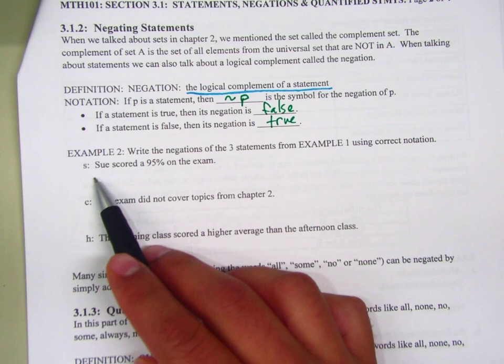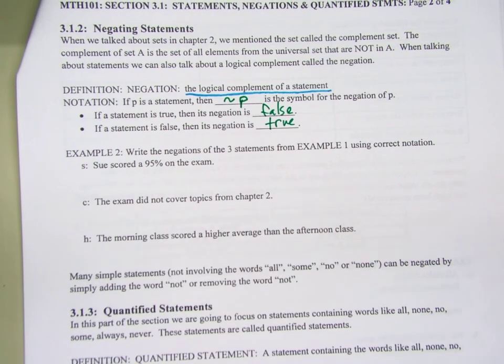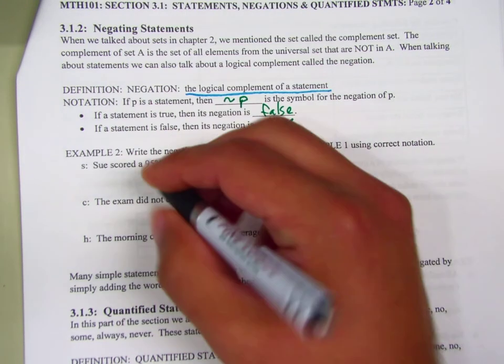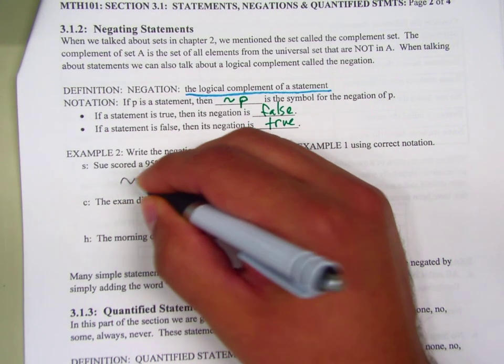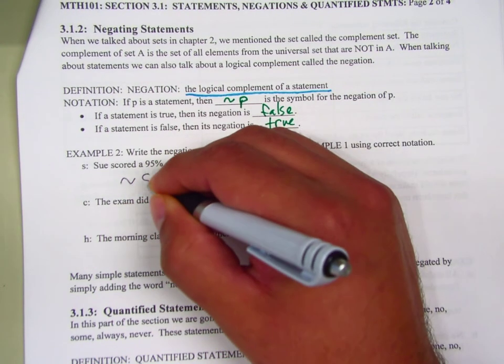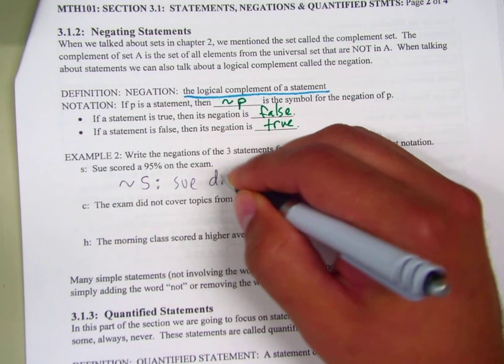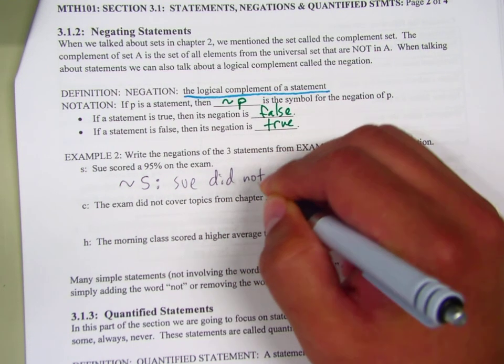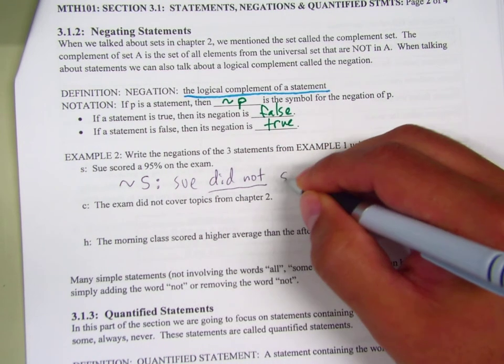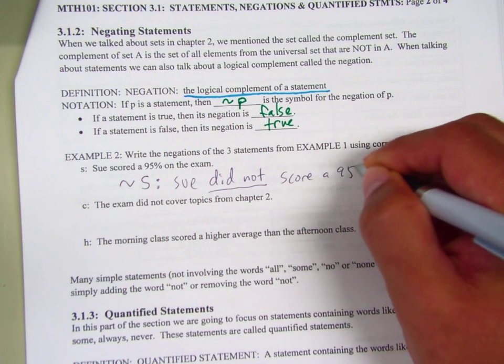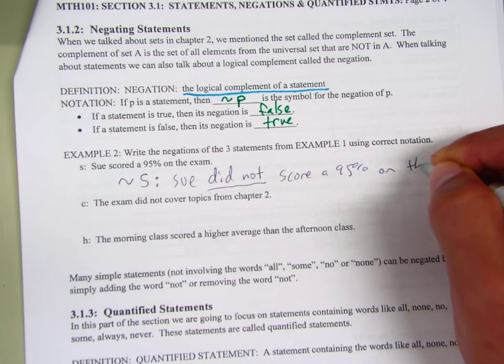So, if someone says, Sue scored a 95% on the exam, and we want to say the negation or the opposite of that, you would say that Sue did not score 95% on the exam. And you would say negation, I'm going to use S for Sue. Sue did not score a 95% on the exam.